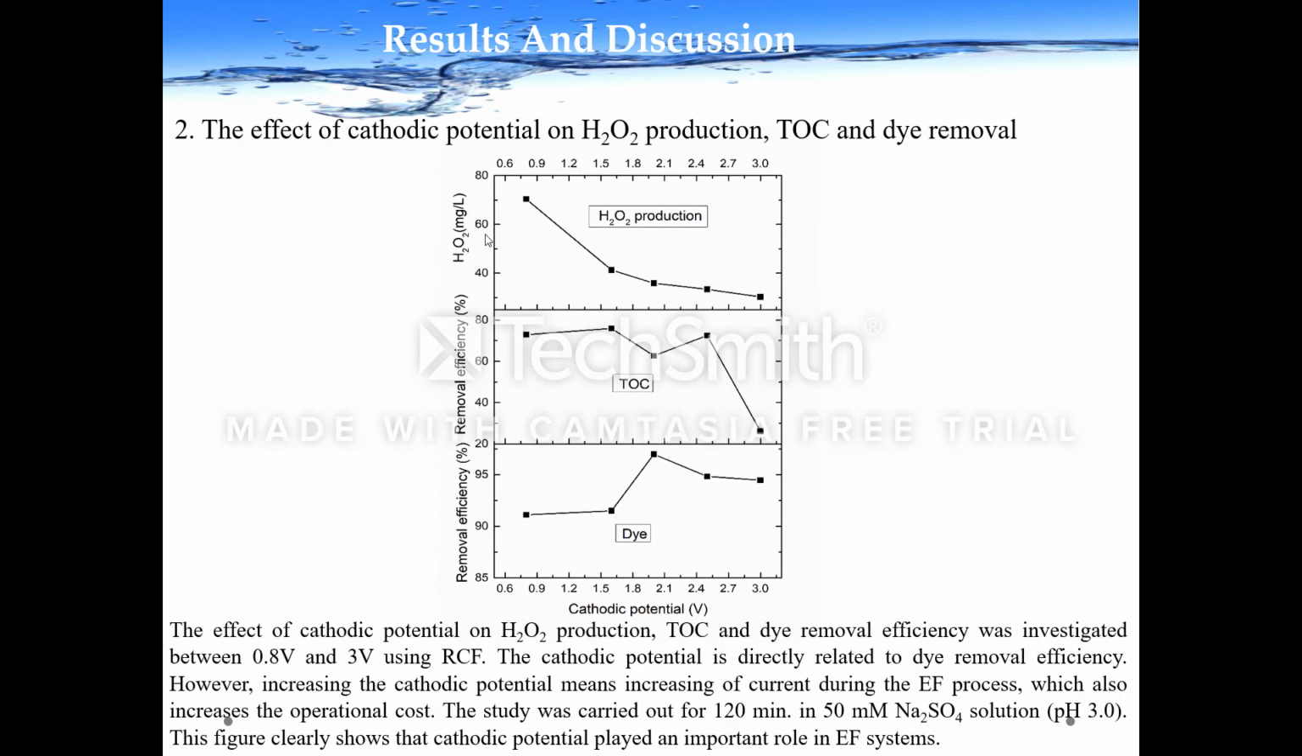In the second section of our studies, we tried to find the optimum cathodic potential for these electrodes. As you see, we obtained a maximum peroxide production rate at -1.8 volt, -0.8 volt, and the removal efficiency is high enough at this potential.